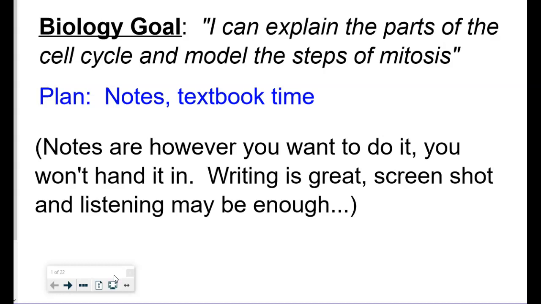Now with our distance learning, notes are kind of up to you. If you want to write things traditionally in a notebook, that's awesome. Writing things down is a great way for your brain to remember stuff. I'm not around to police that, and you're not going to be handing things in. So maybe a screenshot of certain pages and listening would be enough, or just rewatching the video again. Whatever works for you.